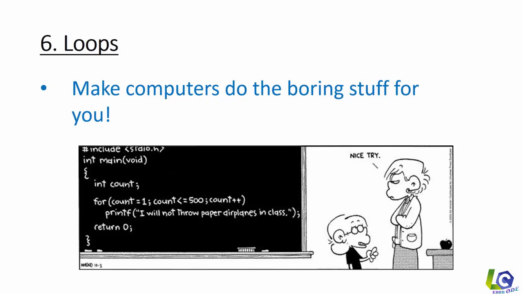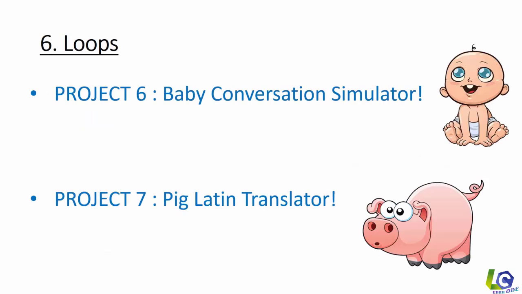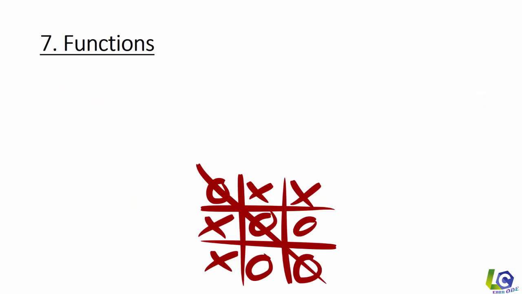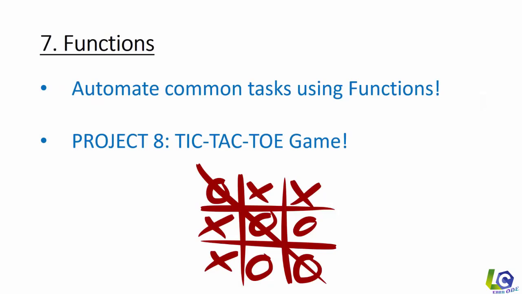Then we're going to learn all about loops. Let's face it, some things are just repetitive, but that doesn't mean you have to do them. In this section, you'll learn how to use loops to make computers do stuff over and over and over again, but by only typing it once. For the projects in this section, we're going to use loops to simulate an annoying conversation with a 3-year-old child, and also to make a translator that will convert any sentence into Pig Latin, a funny language meant to confuse and amuse.